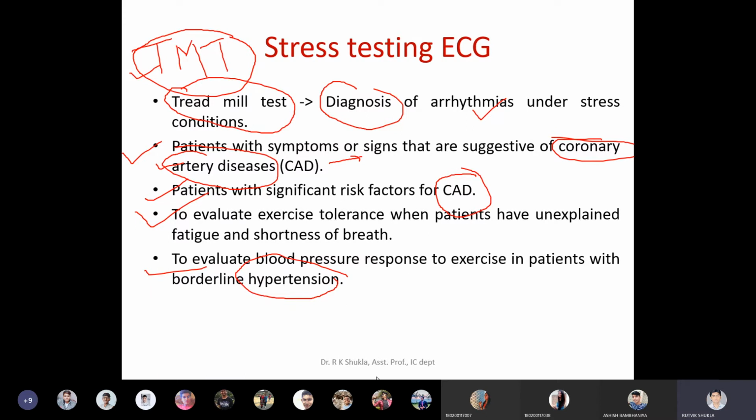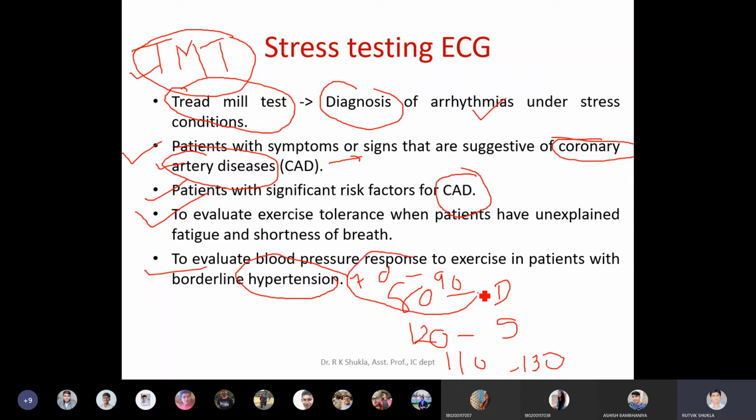Yes, 80 120, clear? 80 mm of Hg, that is diastolic blood pressure or lower blood pressure, and 120 is the systolic blood pressure, that is the maximum pressure. So 80 has to be in between 70 to 90, and 120 has to be in between 110 to 130. If it is this much, it is called normal. If you have a BP machine at home and you measure, it shows two values.